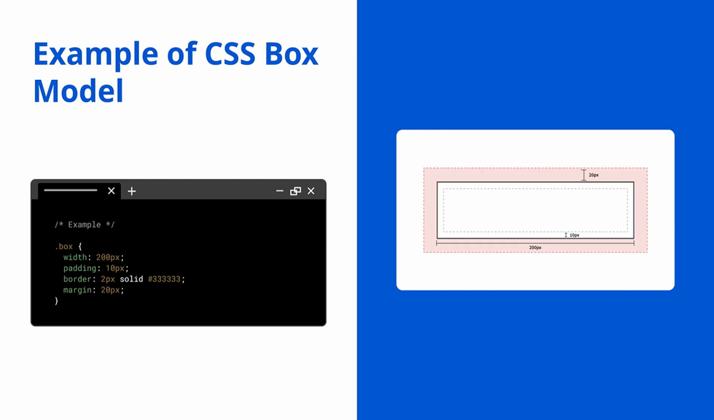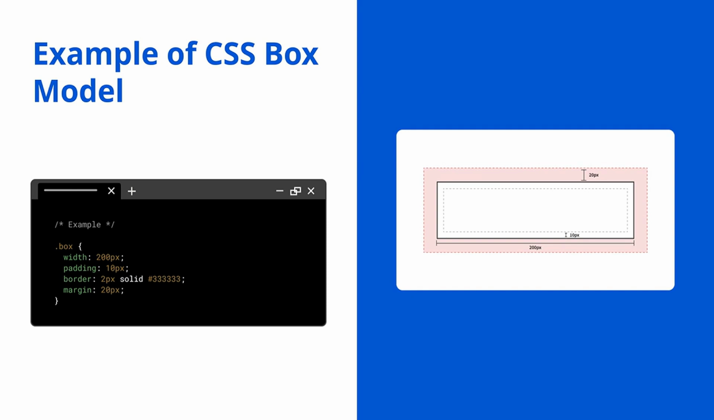The border property is set to 2px solid #333, which means that the box will have a solid border that's 2 pixels thick and a dark gray color defined by the hexadecimal code #333. Lastly, we apply margin: 20px; semicolon. This creates 20 pixels of space outside the box, separating it from other elements on the page.